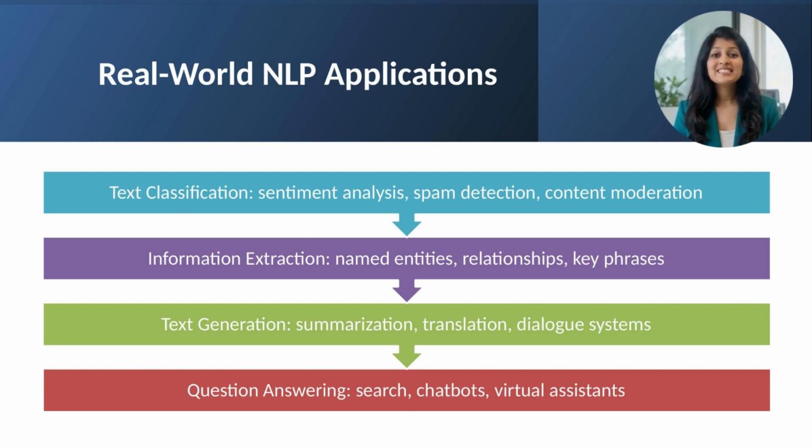Question answering systems provide direct answers to questions. Search engines show relevant information. Virtual assistants like Siri answer factual queries. Customer service bots handle common questions. Reading comprehension systems extract answers from documents. These combine retrieval, finding relevant information, with generation, formulating answers.